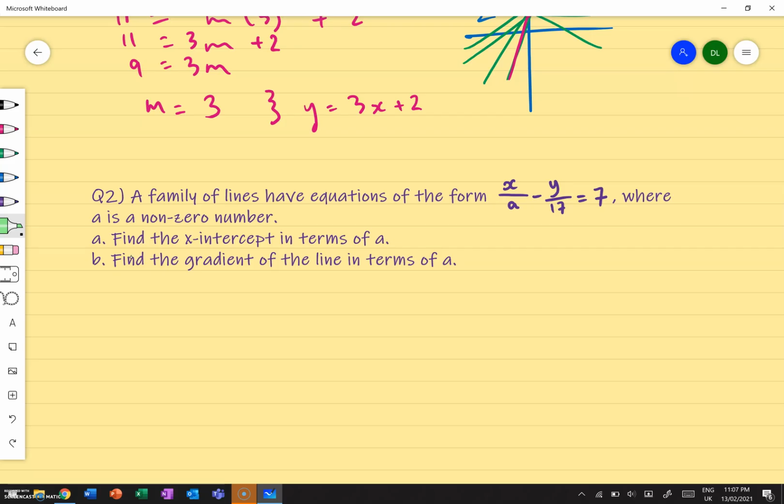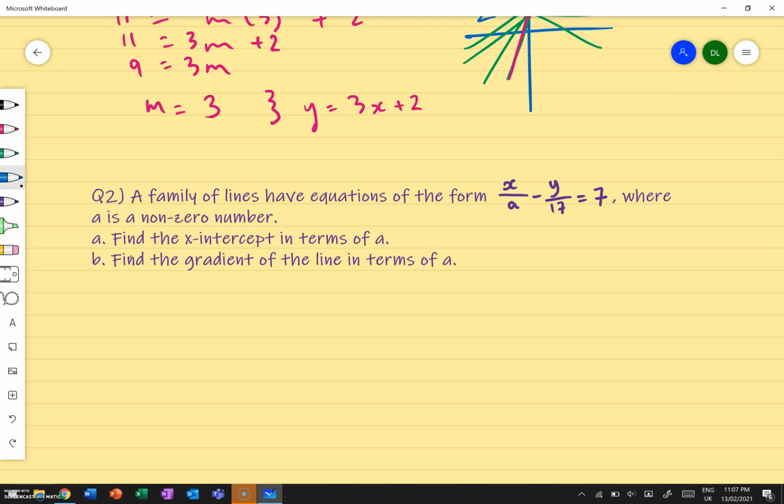Okay, so a family of lines have equations of the form x over a, take away y over 17 equals 7, where a is a non-zero number. And we're asked to find the x-intercept in terms of a. So this is a very specific question. It's a very niche question, but it's a good idea that we are able to break this down. Once again, if I'm talking too quickly, please feel free to pause the video.